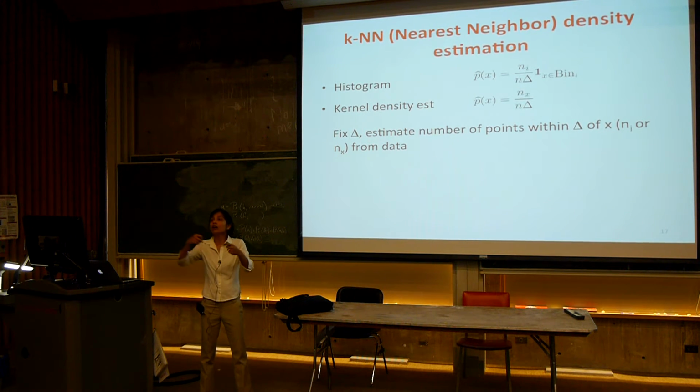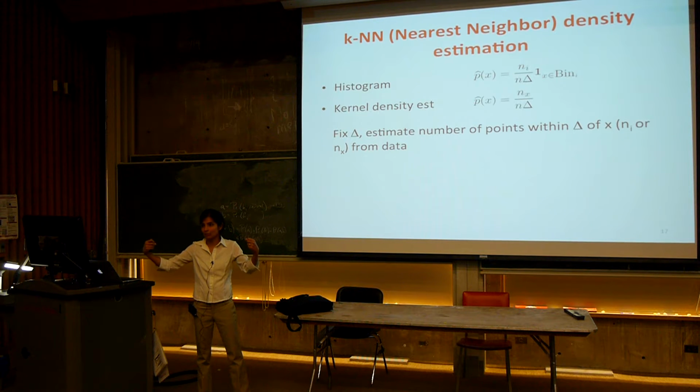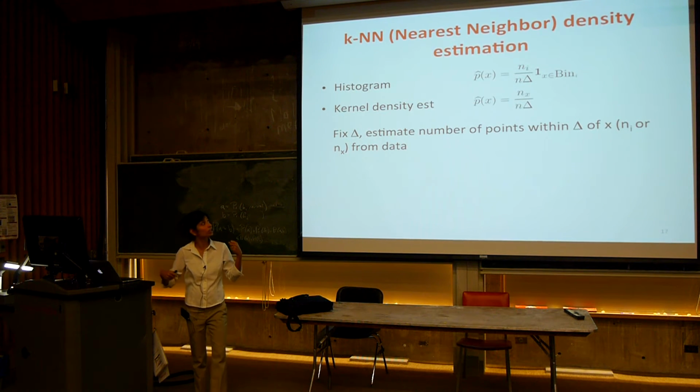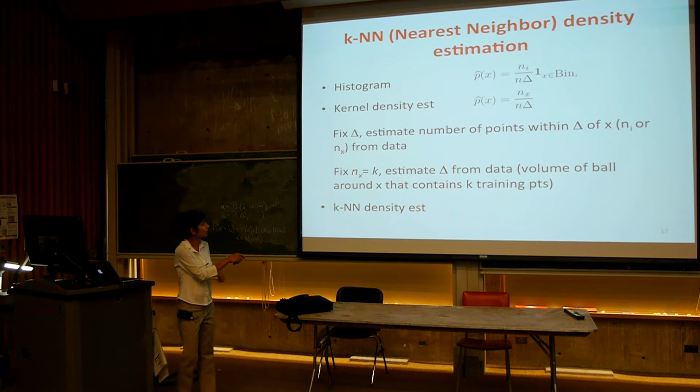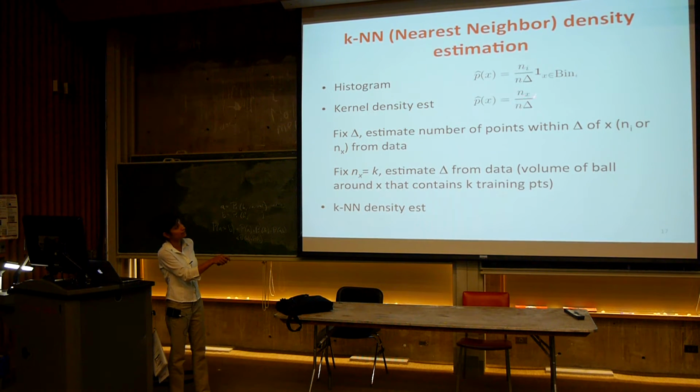But then we say, how far do we have to go out to ensure we have that many points around the test point? That gives us a k nearest neighbor density estimate. So what's that? If we are going to fix nx now, instead of fixing delta and counting how many points lie within delta of x, we are going to fix this number of nearest neighbors, which is k, and we are going to estimate delta from the data, which would be the volume in higher dimensions.